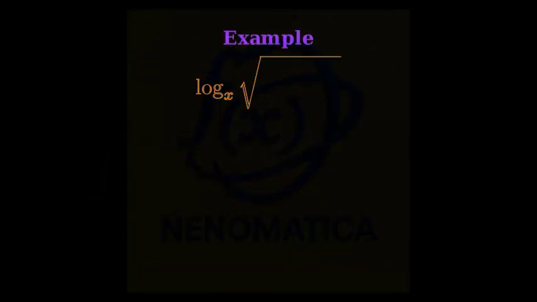Example. We will evaluate the expression log base x of the square root of x times the cube root of x times the fourth root of x. Along the way, we will convert roots into fractional exponents, combine powers, and then use the power rule for logarithms. Quick note on the domain. For a logarithm with base x, we must have x greater than 0 and x not equal to 1.